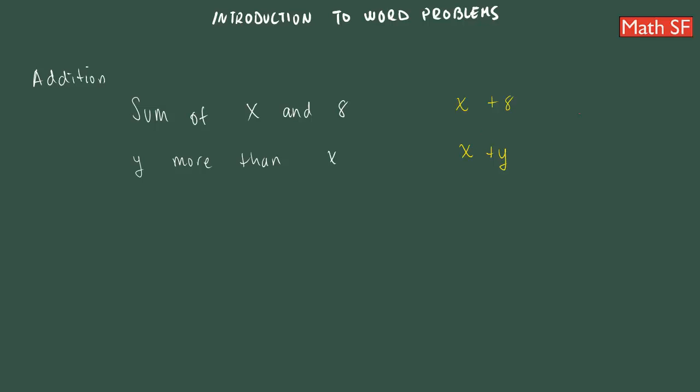Now another way that you can see it will be the total of a, b, and c. Total meaning addition, so a plus b plus c. Another way that you can see an addition statement will be m increased by 2. Therefore, that's an addition statement of m plus 2.